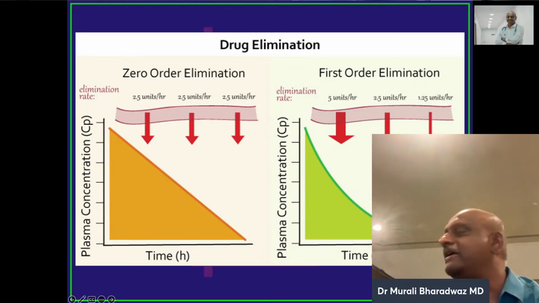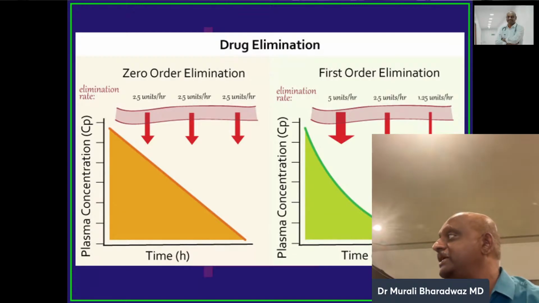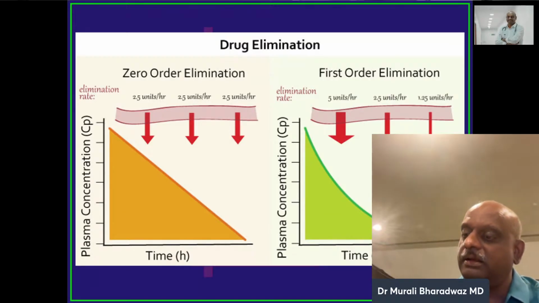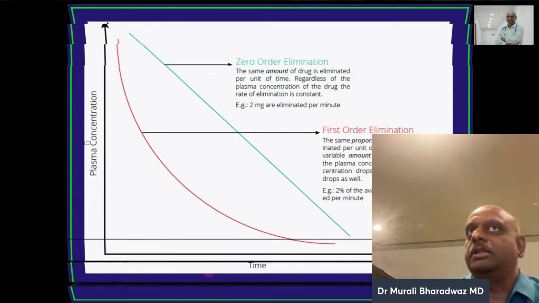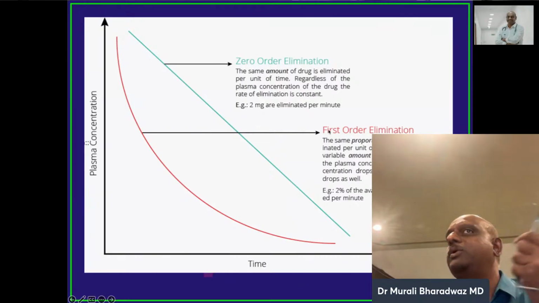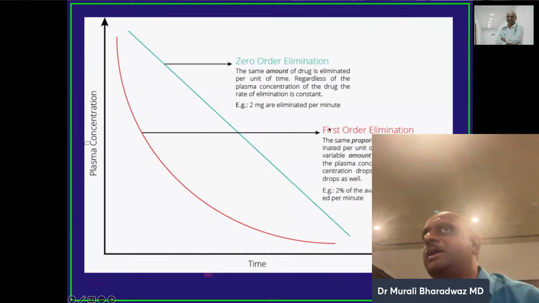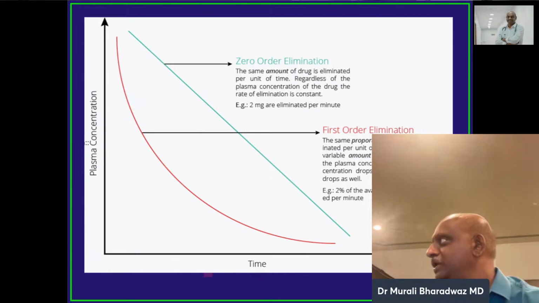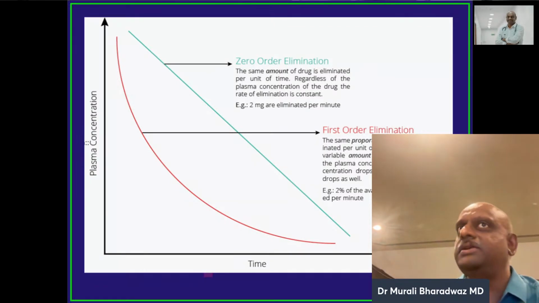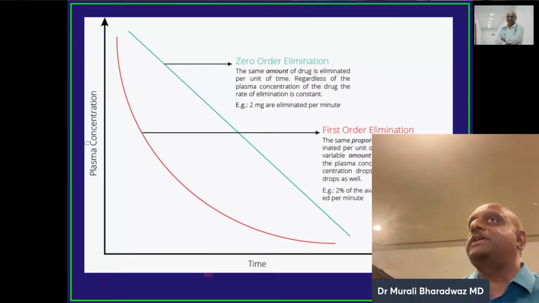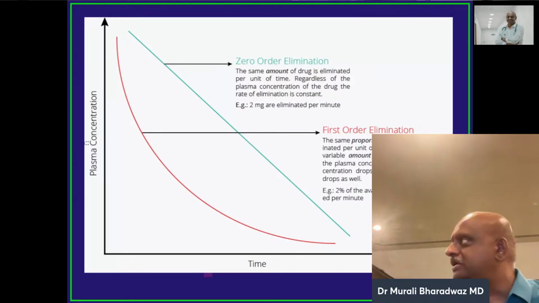The standard is zero order. The other is first order elimination. Clear? Now, in zero order, the same amount of the drug is eliminated per unit time regardless of plasma concentration of the drug. The rate of elimination is constant. Whereas in first order elimination, the same proportion of the drug is eliminated. As the concentration drops, the elimination rate drops as well.